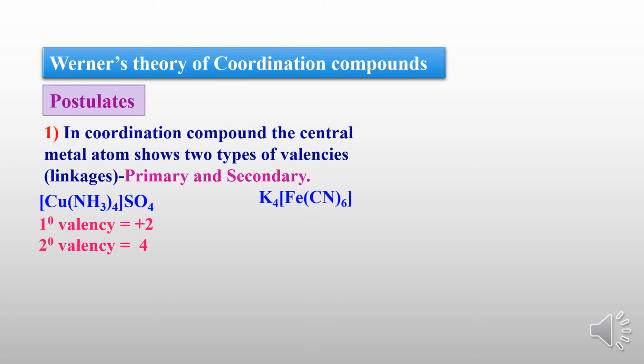One more example you see. Potassium ferrocyanide. In this case, for primary valency, you see first the oxidation state. Potassium charge is +1 into 4 plus X plus cyanide -1 into 6 is equal to 0. So 4 minus 6 plus X, that is X minus 2 is equal to 0, then X is equal to 2. So the primary valency is 2. Then for the secondary valency, cyanide is also a monodentate ligand. So 6 ligands are there, then 6 bonds are present. Hence the secondary valency is 6.